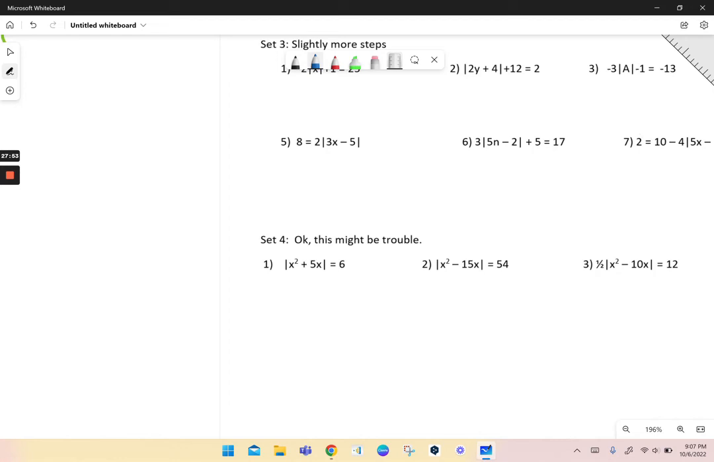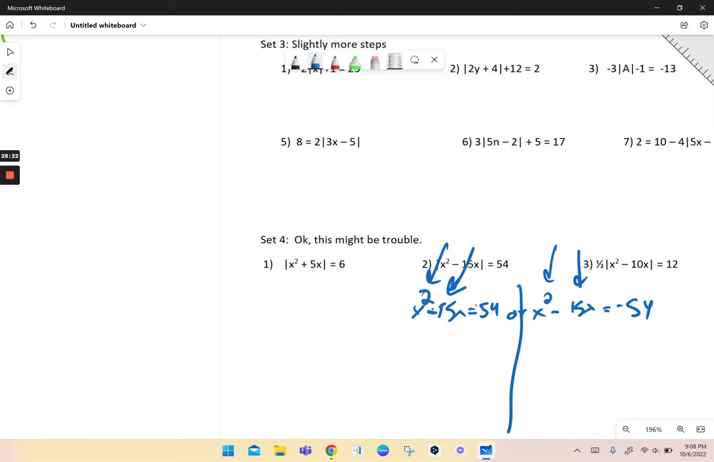Okay, we already have the absolute value by itself. So the inside could equal 54, or the inside could equal negative 54. We've got two different equations here. And what makes this different is we have a quadratic equation. There's an x squared. There's also an x with it. So we can't just get x by itself. When there's an x squared and an x, we should remember from algebra 1 that we always make one side equal to 0.